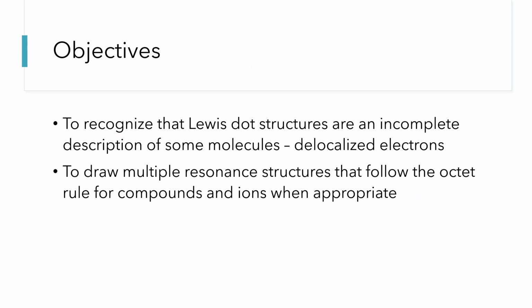When you have a compound or an ion that requires drawing a set of resonance structures, the Lewis dot structures are an incomplete description of the bonding in that molecule. We're probably going to need to draw on delocalized electrons to explain it a little bit better.